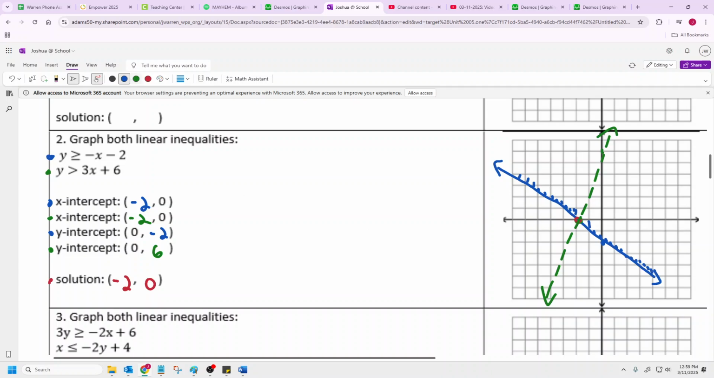Now I'm going to go to my green. It's eating the y, so we're going to shade above the line. This is kind of hard to tell, but above the line is basically where the y's are going positive. You see how the y's are going up this way? We're going to be shading like this. It's kind of hard to see. Some brains see it easily, some don't. Just work on it. It's not the end of the world.